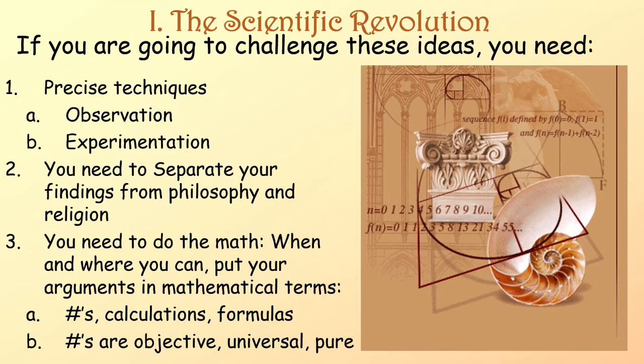If you're going to challenge these ideas of Aristotle and Ptolemy, here's what you need. Number one, you need precise techniques, observation, experimentation. Number two, you need to separate your findings from philosophy and from religion. And number three, you need to do the math. When and where you can, you've got to put your arguments in mathematical terms, numbers, calculations, formulas. And why? Because numbers don't lie. Numbers are objective. They're universal. They're pure. Everybody speaks the same language when it comes to numbers.